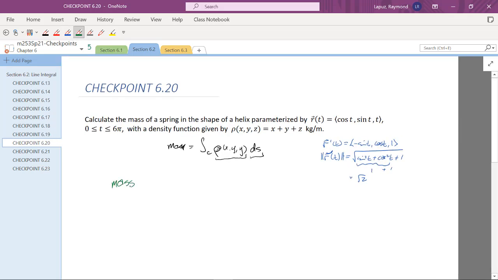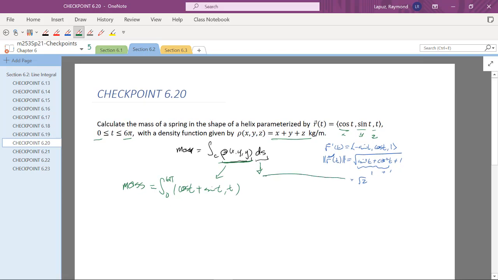There's probably not always going to be the case that it's going to be like that, but in this case it is. The mass now will be equal to the integral from 0 to 6 pi as given as limits. We have the x plus y plus z, but we're going to put in the x, the y, and the z from the parameterization. So that's simply the cosine of t plus sine of t plus t. That's the inside part. And then the ds part is going to be the square root of 2 dt.